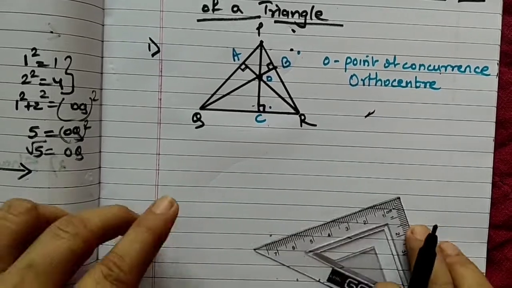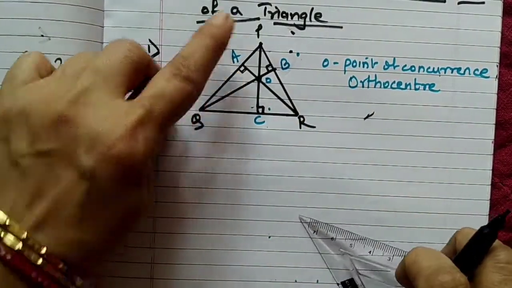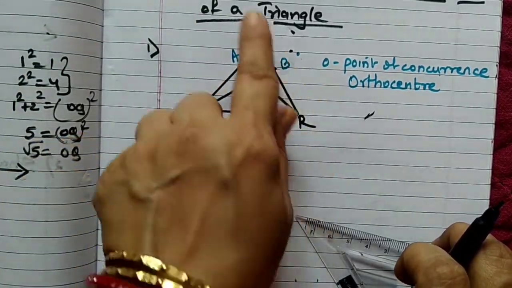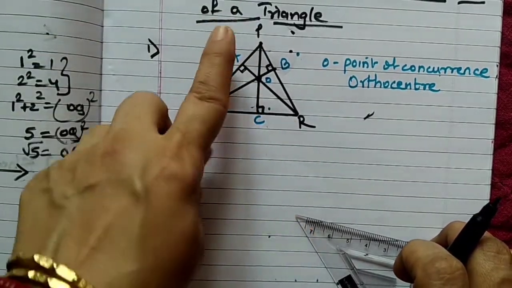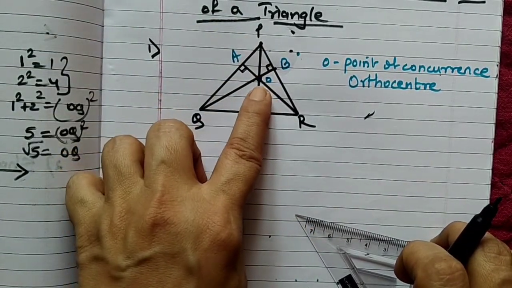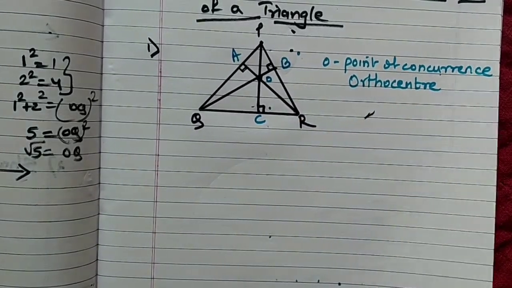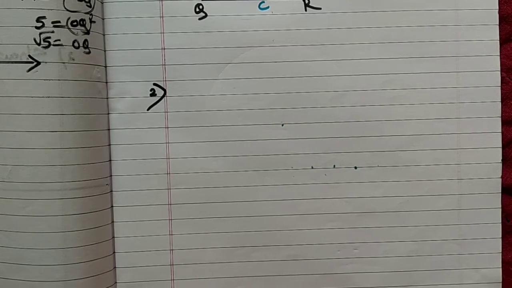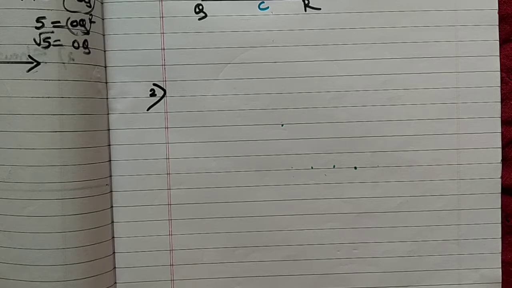From R we drew the segment RA at 90 degrees to PQ. Then from Q we drew the segment QB to PR, and from P we drew the segment PC to QR. And all the three segments meet at one point, that is known as the point of concurrence or orthocenter. Now let us do the second sum. Draw a right angle triangle XYZ, draw its medians and show their point of concurrence by G.